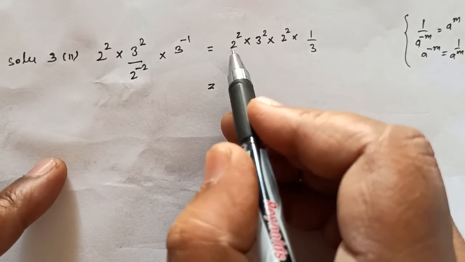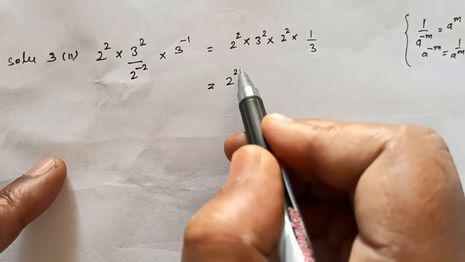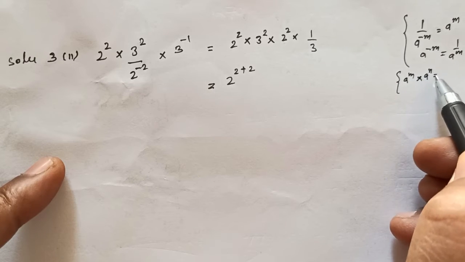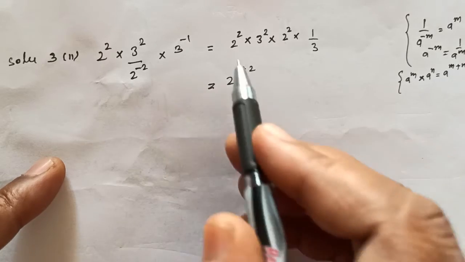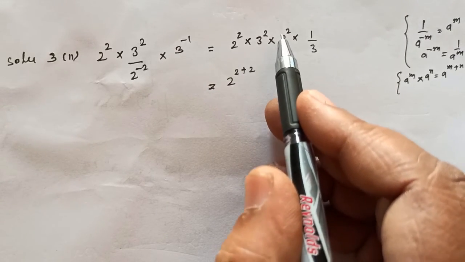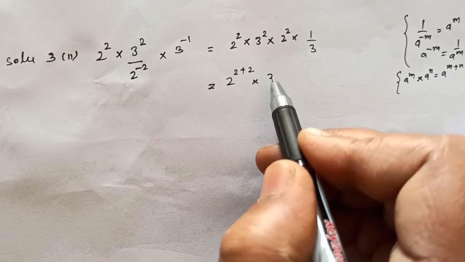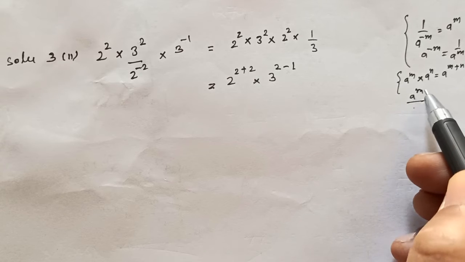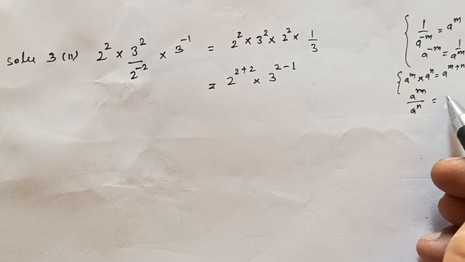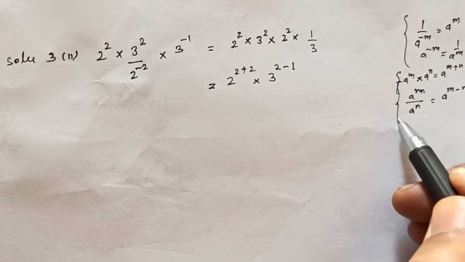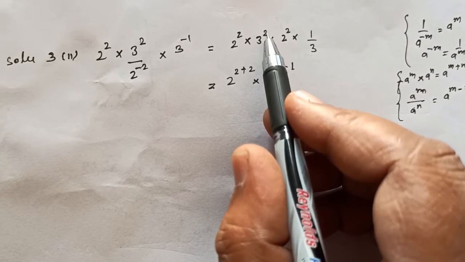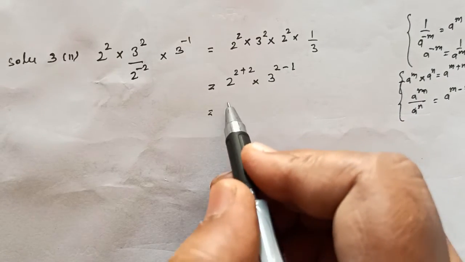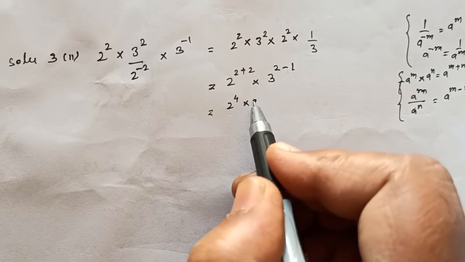Now 2 power 2 and plus 2. a to the power m multiplied by a to the power n is a to the power m plus n. बेस सेम है, मल्टीप्लाई कर रहे हैं, पावर ऐड, एंड 3 power 2 minus 1. a to the power m divided by a to the power n is a to the power m minus n. Divide 3 power 2 upon 3 power 1. 2 power 4 multiplied by 3 power 1.